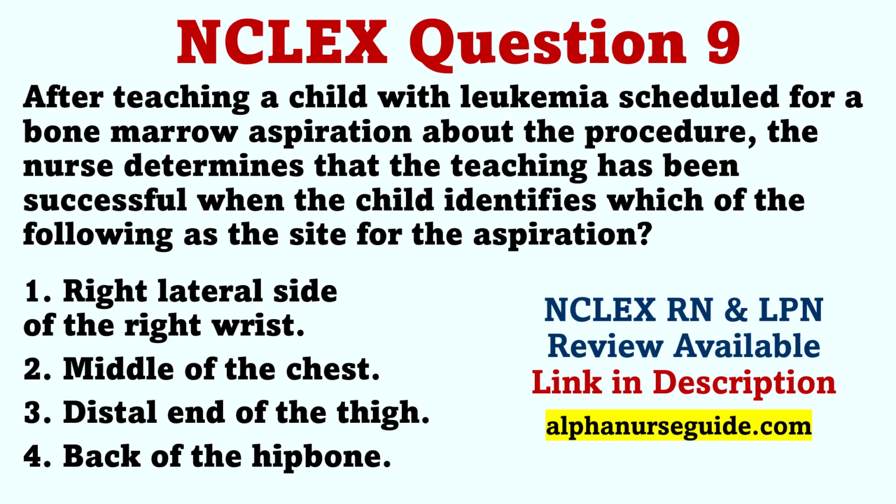The correct answer is 4. Although bone marrow specimens may be obtained from various sites, the most commonly used site in children is the posterior iliac crest, the back of the hip bone. This area is close to the body's surface but removed from vital organs. The area is large, so specimens can easily be obtained. For infants, the proximal tibia and the posterior iliac crest are used. The middle of the chest or sternum is the usual site for bone marrow aspiration in an adult. The wrist, chest, and thigh are not sites from which to obtain bone marrow specimens.